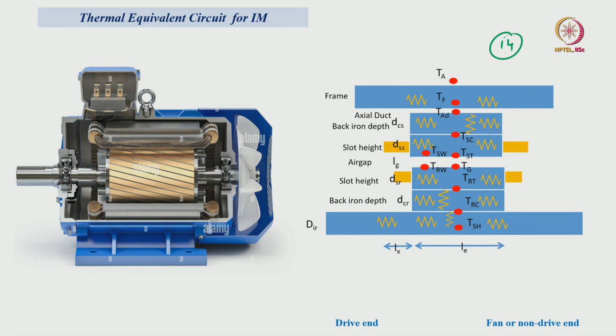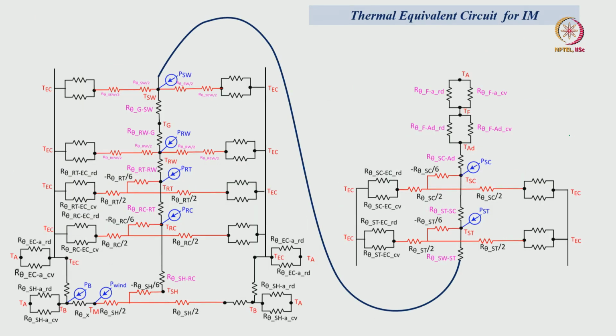We can see here 14 nodes of the machine and other nodes with respect to the bearings and windage losses and at the end cap. So, these are the 14 nodes, and thermal resistance and thermal network, we can see the complete thermal network. So, from shaft to ambient, bottom side also the same circuit will be there.